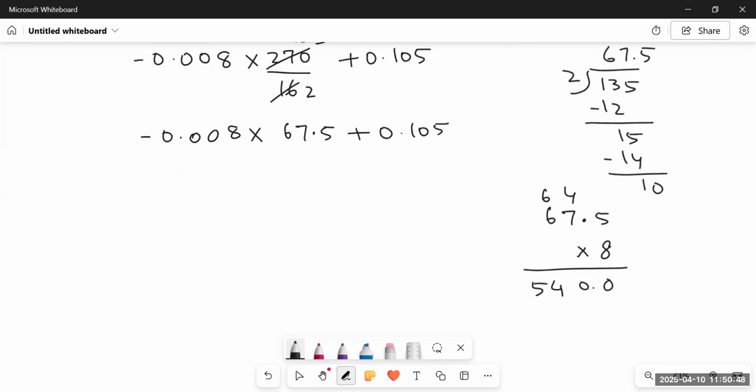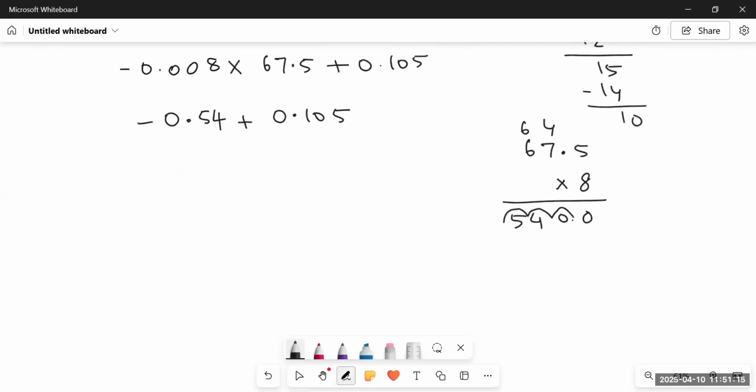Place a decimal over here, it becomes 540. And here we have 3 decimal places. So we will move the decimal 3 places backwards and the answer would be minus 0.54. Why? Because out of the two numbers, one is negative, the other one is positive, and then we have plus 0.105. Now, plus minus, minus. So what do we have to do next? We will subtract 0.105 from 0.54, because, sorry, 0.54 is greater.